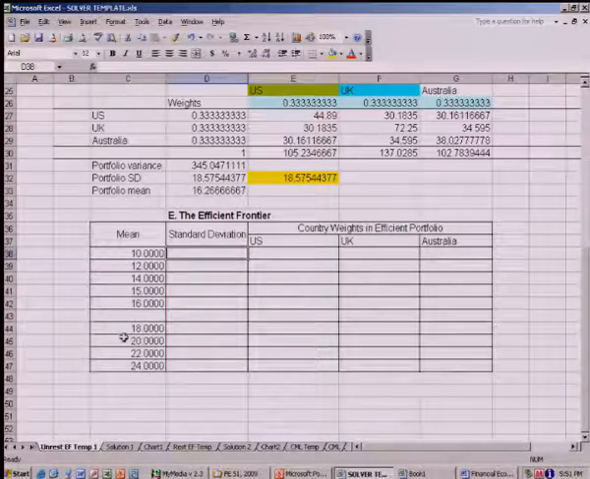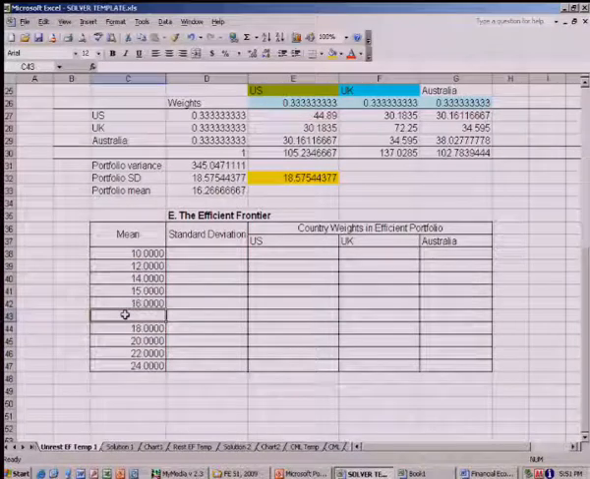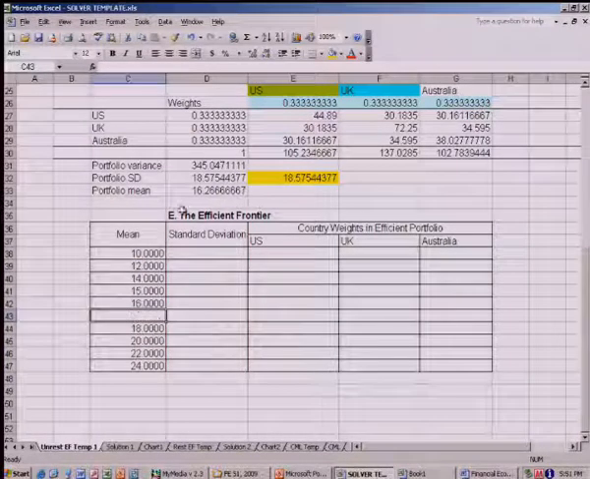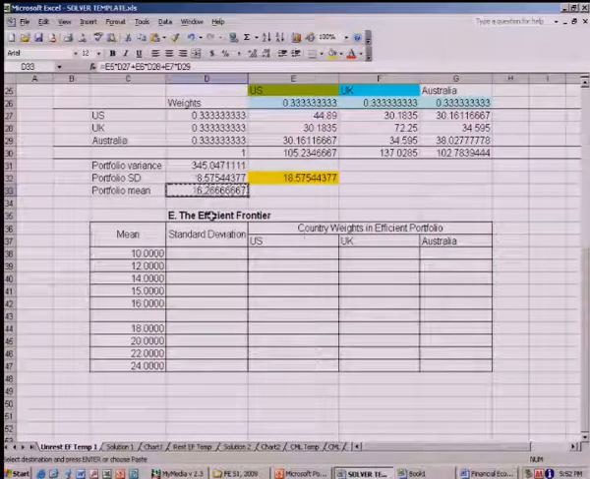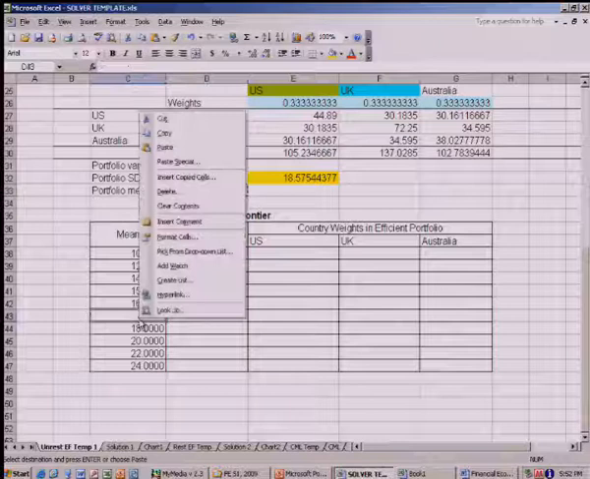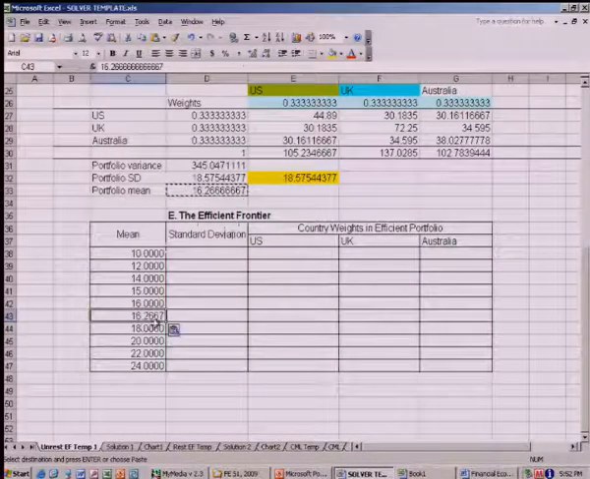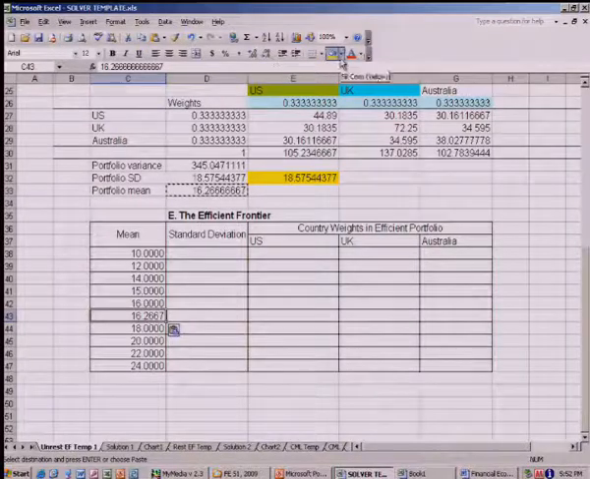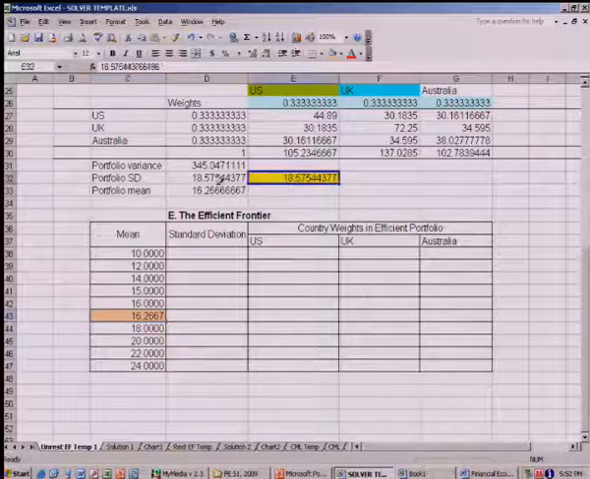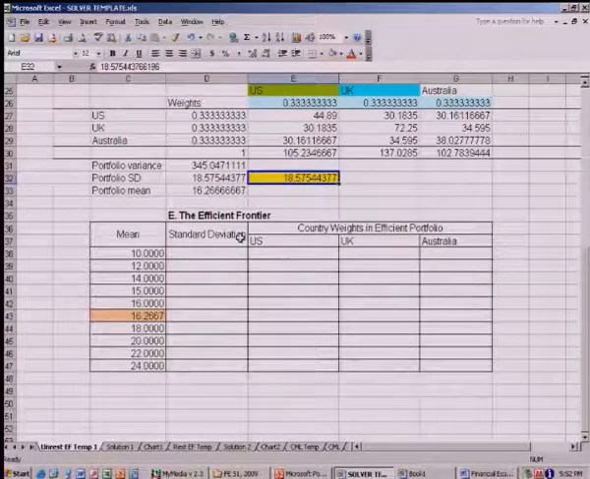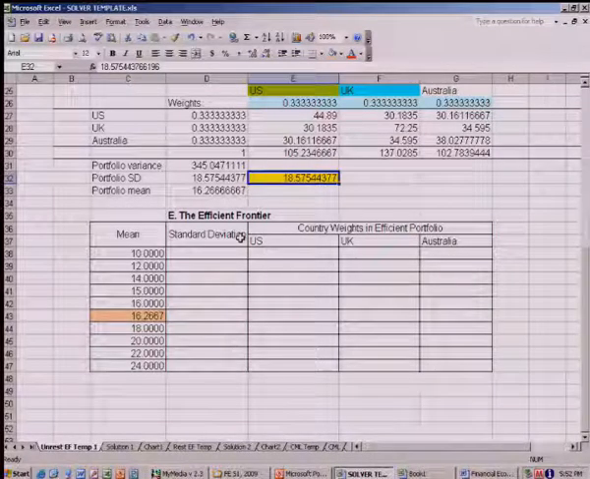And you might notice as well, under the target return here, I have left one cell that is empty. The purpose of this empty cell is actually to try to optimize the equally weighted portfolio. So the question is, can I achieve that same return, the 16.266%, but with a lower level of the risk than the one that we just calculated, which is 18.57% standard deviation? That's really the question that I'm asking myself here.